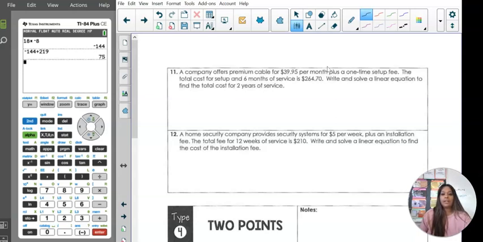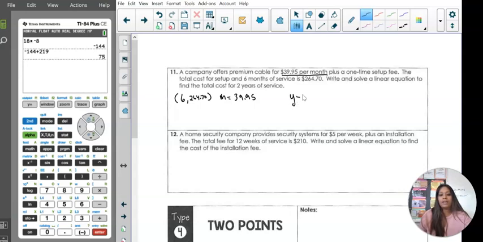Alright, so right here, this is going to be my slope because it's per month, so every month it's costing me that much. And then my point that I'm looking at is for 6 months, it is $264.70, with my slope being $39.95. Alright, so I need to go ahead and use my point slope formula.